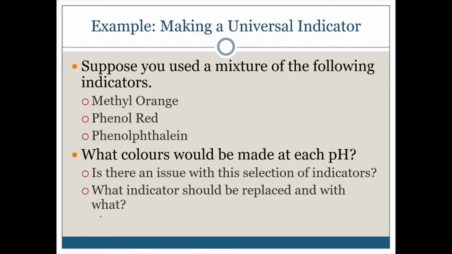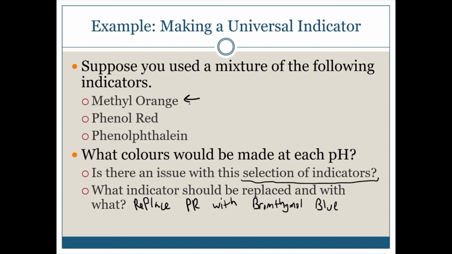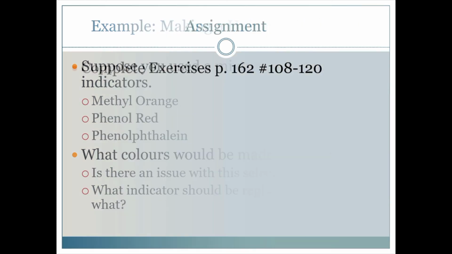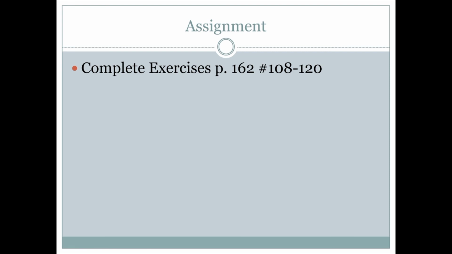So there's our quick lesson on what indicators are and how to deal with some of the calculations. We talked about the issue of selection of indicators. You can replace one. My solution would be to replace phenol red with bromthymol blue. There's a second one that you could easily replace as well. There's a good replacement for methyl orange. So you don't have to use the bromthymol blue that I suggested. Your assignment for this video is as follows. And if you guys have any questions, you know how to contact me.